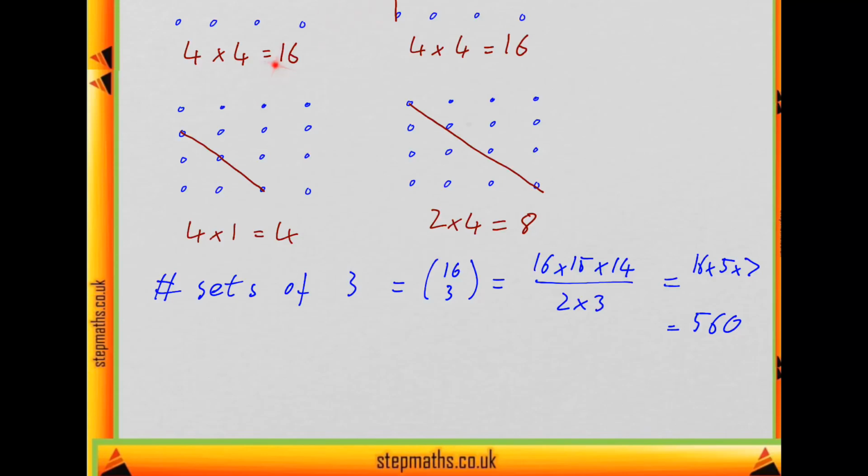And now we want to take away all these things. So we're doing 560 minus 16, minus 16, minus 4, minus 8. And altogether the thing we're taking away comes to, let's see, 32, 36, 44. So doing 560 minus 44, that comes out to 516. So our final answer is 516.